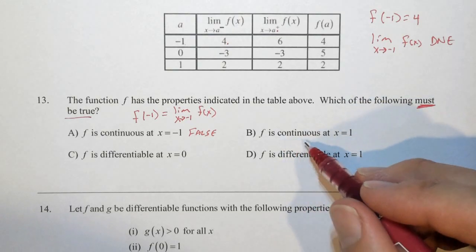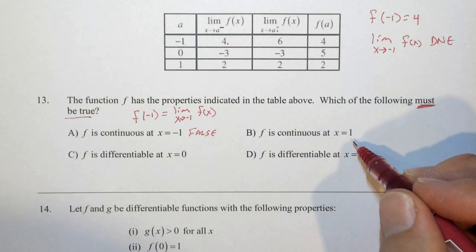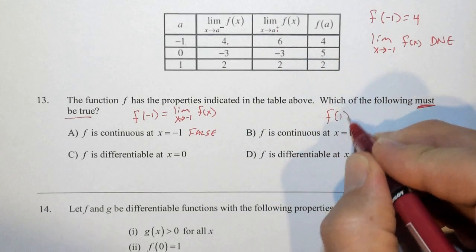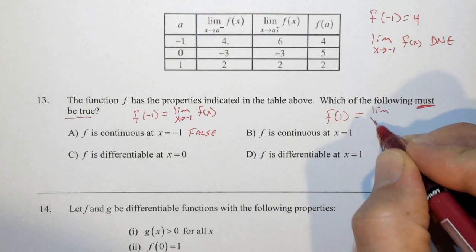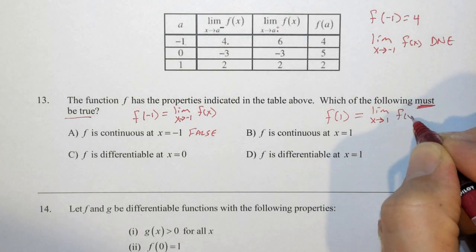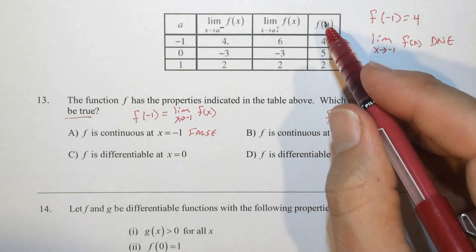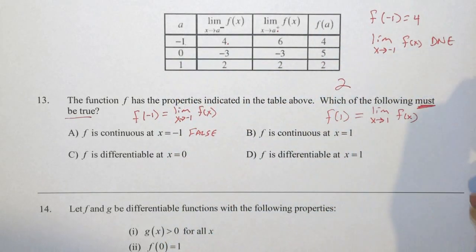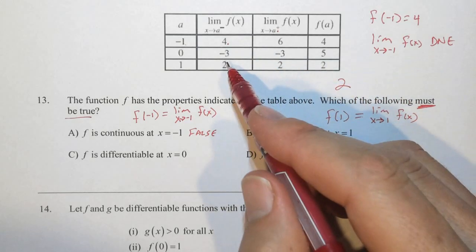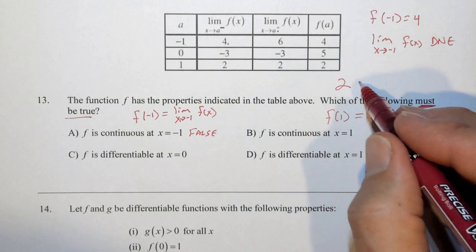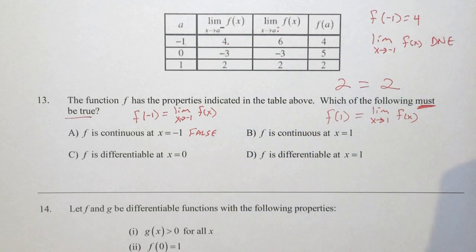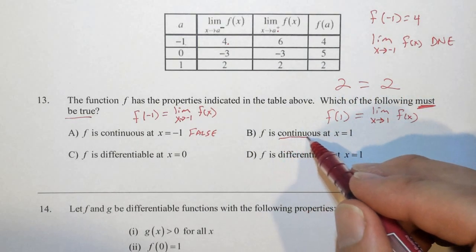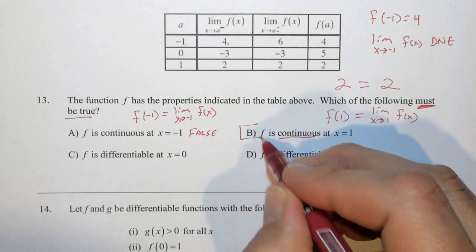How about if f is continuous at x equals 1? Well, what's f of 1? And then what's the limit as x approaches 1 of f of x? Well, according to the table, f of 1 is 2. And the limit from the left is 2, and the right is 2, so the limit must be equal to 2. The function's value and limit's value match up, so it's continuous. So this is true.